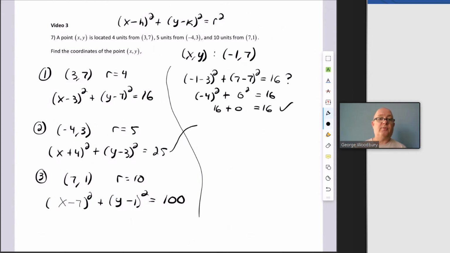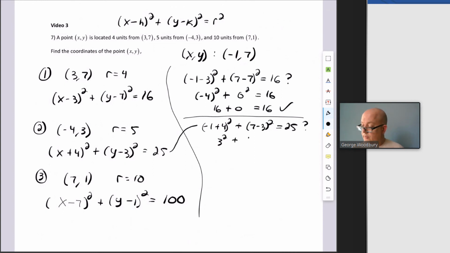Putting in negative 1 for x and 7 for y. (-1 + 4)² + (7 - 3)², does that equal 25? Negative 1 plus 4 is 3. So we've got 3² plus 7 minus 3 is 4, 4² equals 25. 3² plus 4², that's 9 plus 16. And that does equal 25. So that one is good. Let's just check it one more time with equation 3.